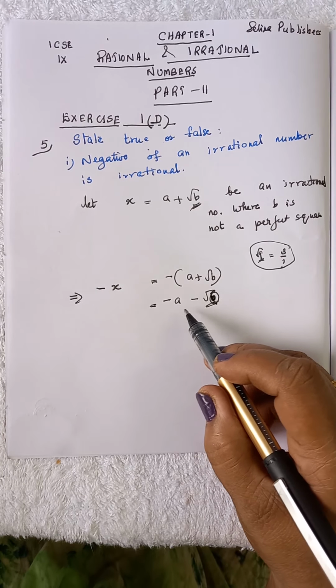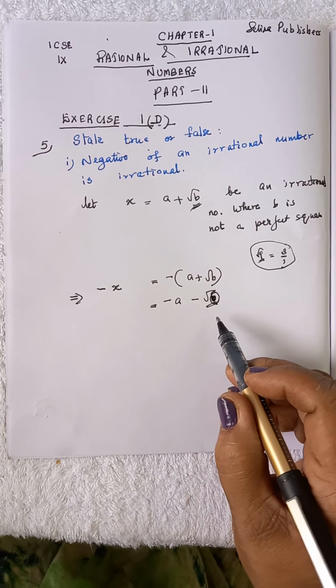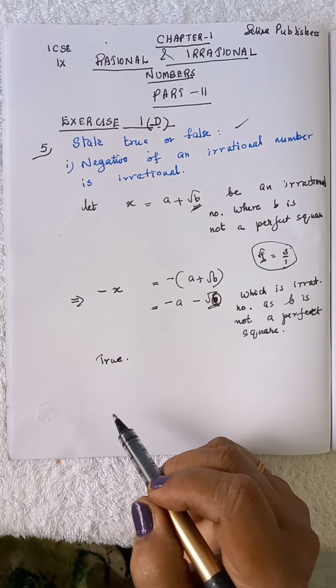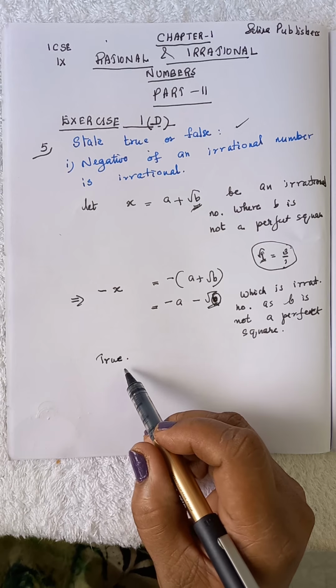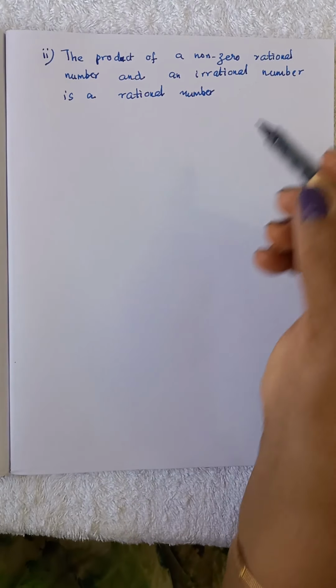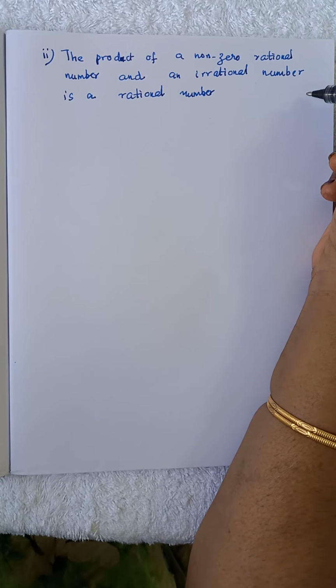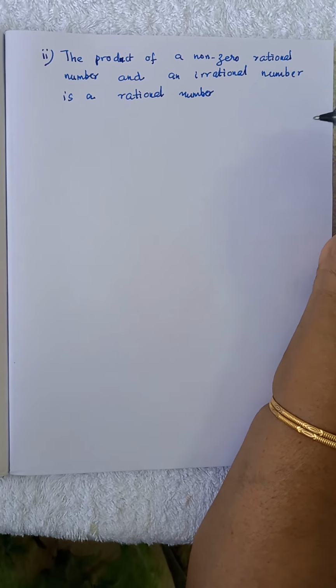That means minus a minus root b is also irrational. That means minus x is irrational number. So negative of an irrational number is an irrational number. So our statement is true. Second sub question is the product of a non-zero rational number and an irrational number is a rational number. We have to state whether it is true or false.